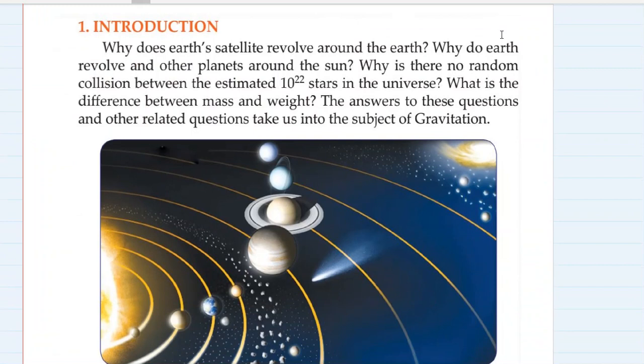Have you observed that satellites revolve around Earth? And they do not use any fuel for doing that. They do it on their own automatically. Why do they do that? Why does Earth revolve, and other planets revolve, around the sun? Why is there no random collision between the estimated 10 raised to 22 stars in the universe? What is the difference between mass and weight? The answer to all these questions and related questions takes us into the subject of gravitation, right?